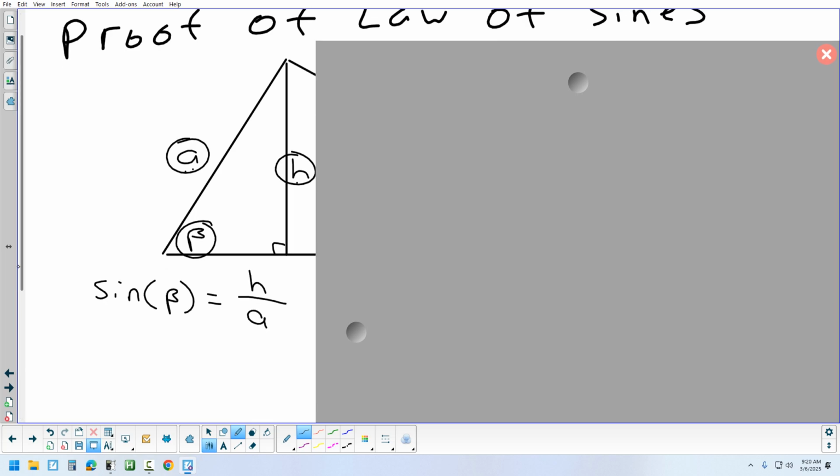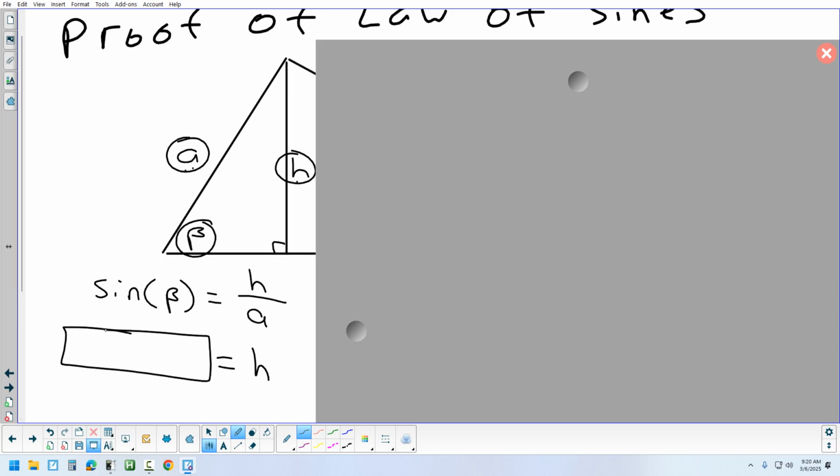Okay, and now what I would like to do is solve that for H. How do I get H by itself in that equation? Yep. Multiply both sides by A. So there is a formula that calculates the height of the triangle. And I'm going to call that box 1. Any question on that formula?